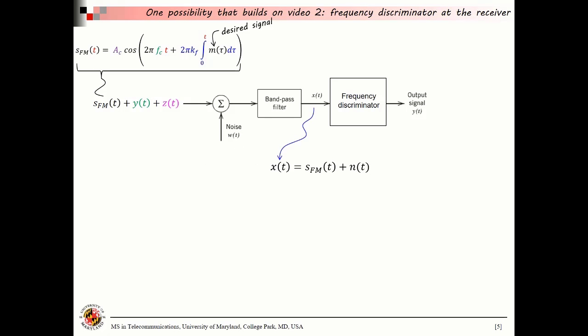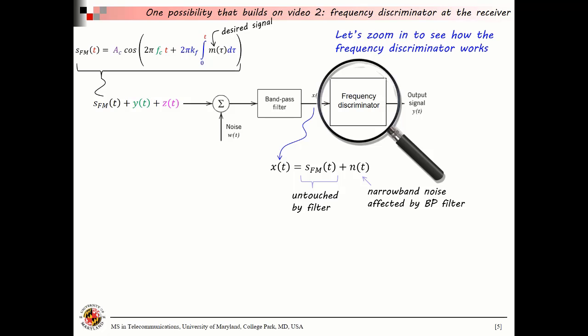The first thing that happens is feeding the collection of all signals and noise through a bandpass filter. This bandpass filter, as we saw in the previous video, will leave our desired FM signal untouched, but it transforms the white additive Gaussian noise into narrowband noise affected by the bandpass filter. Again, if you don't remember this, I urge you to go to video 2 and review what the bandpass filter does. Next, this new signal that has isolated our FM signal and the narrowband noise is fed through a frequency discriminator. Let's go ahead and study what the frequency discriminator does.